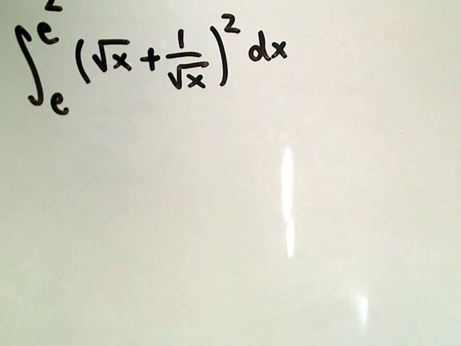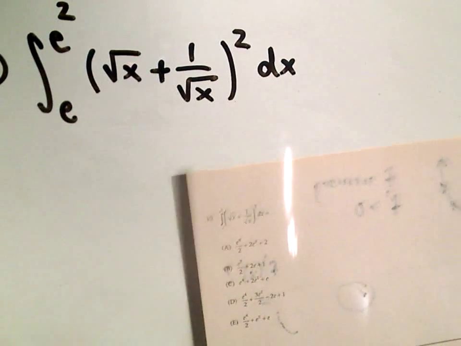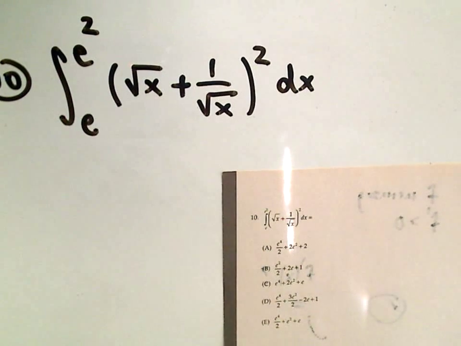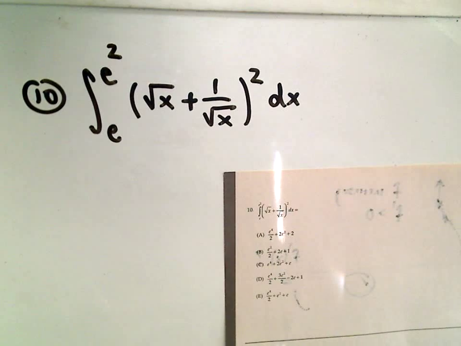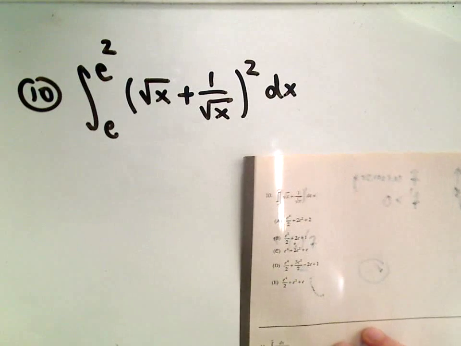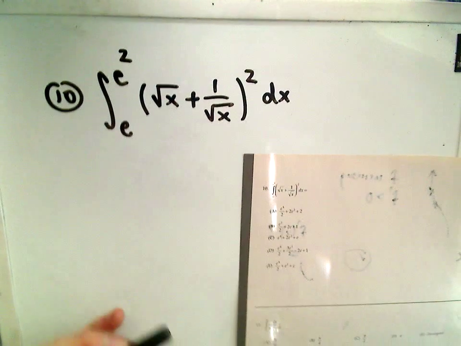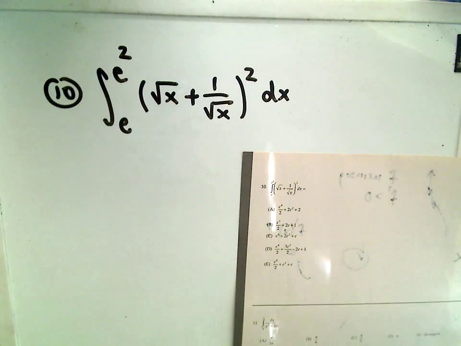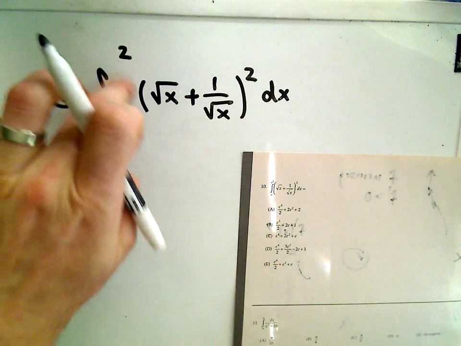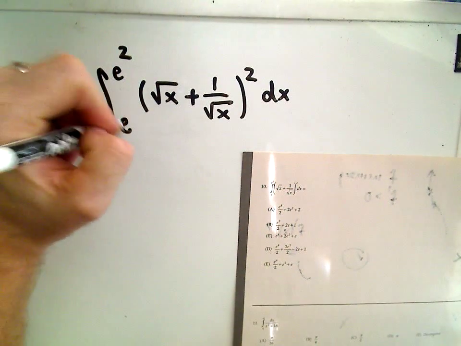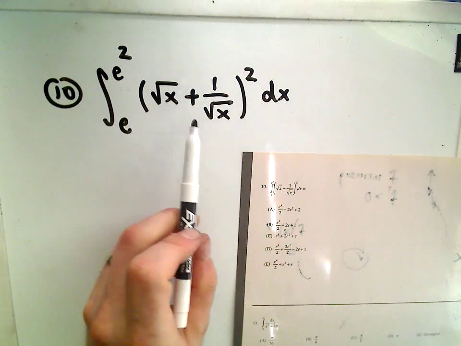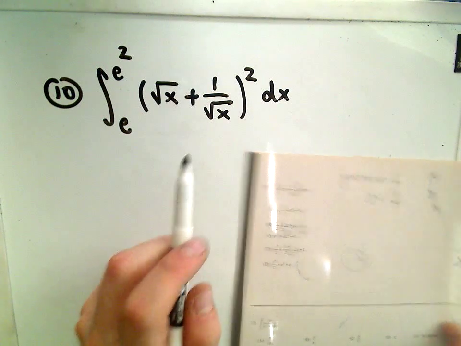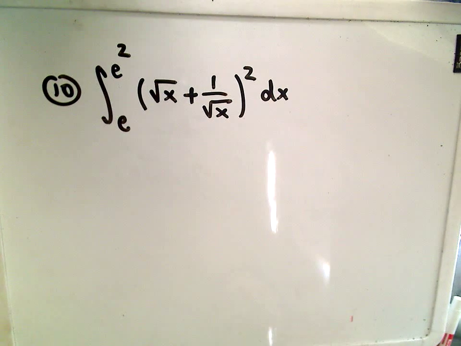So there's that one. Question number 10 says, it's just an integral question, so let me zoom back out here and give myself a little more space. Okay, it basically says if we integrate, so these are e's in the upper and lower limit. So if I integrate from e to e squared of square root of x plus 1 over square root of x, squared, dx, it says what do we get?